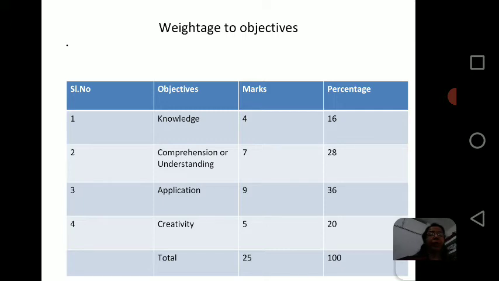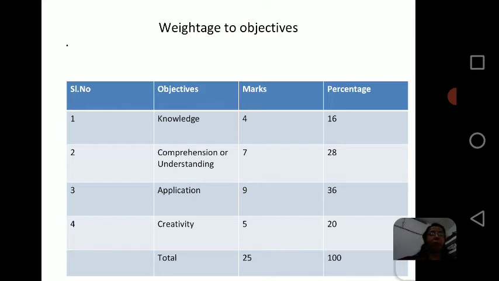And the total marks of my achievement test is 25, and the 25 marks are distributed among these four objectives like this: 4 marks for knowledge level, 7 marks for understanding level, 9 marks for application level, and 5 marks for creativity level. This is the table depicting the weightage to objectives.